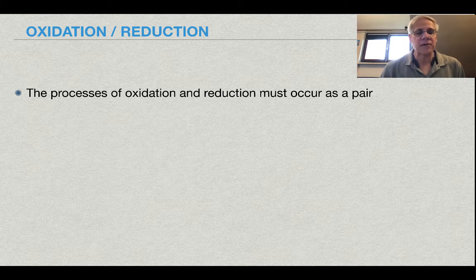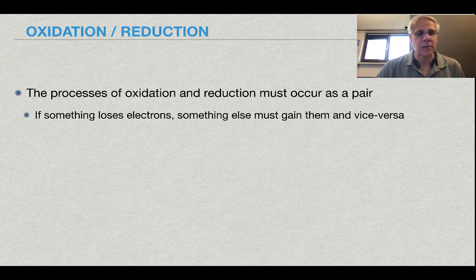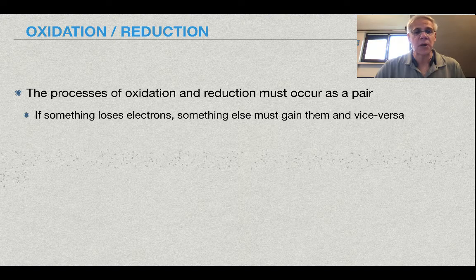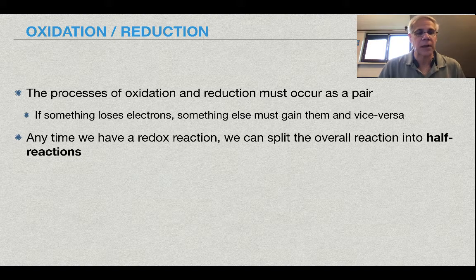So we mentioned that this term redox is really a mashing together of the terms reduction and oxidation. And the reason we do this is because these two types of processes have to occur as a pair. If something loses electrons, then something else has to gain them, because we can't just make electrons disappear during the course of a reaction. And vice versa, if something is gaining electrons, they had to have come from somewhere. They can't just appear from nowhere. And so we have to have something else losing electrons. So oxidation and reduction always must occur as a pair within a reaction.